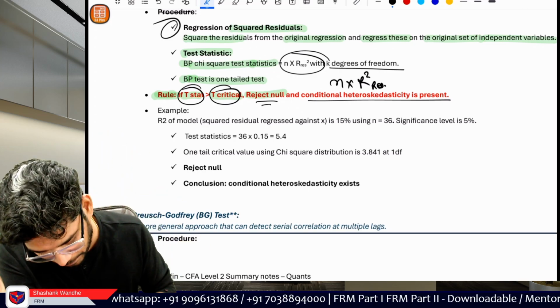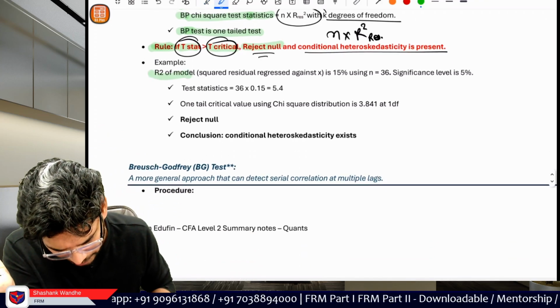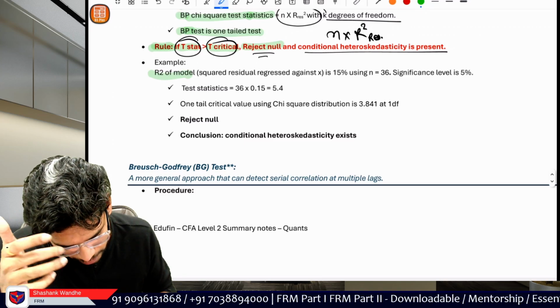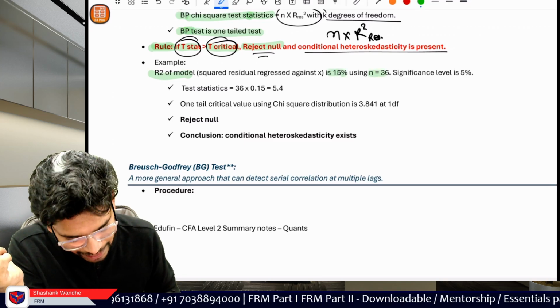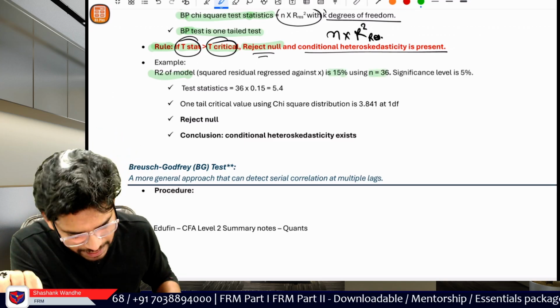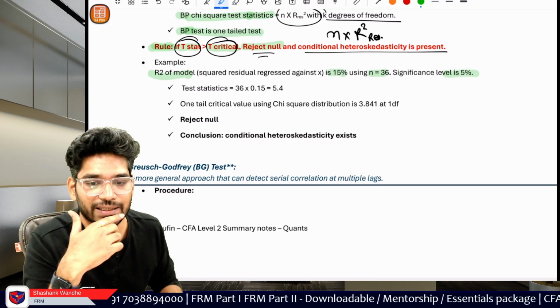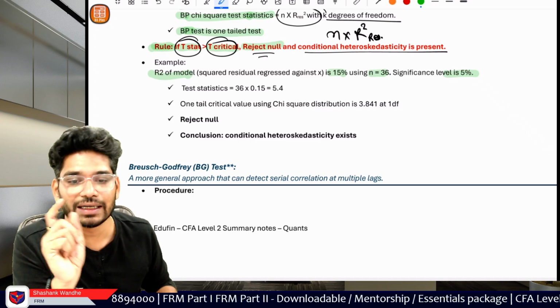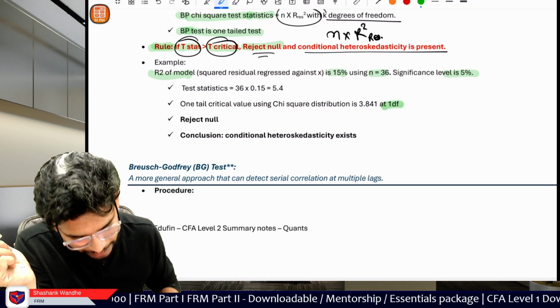Remember it like this. Example is very simple. Here you have the R square of the model. Let's say 15%, using n is equal to 36. We are taking 36 months, and significance level is the 5%. Okay, 5% significance level. Degrees of freedom, we are taking 1 degree of freedom.